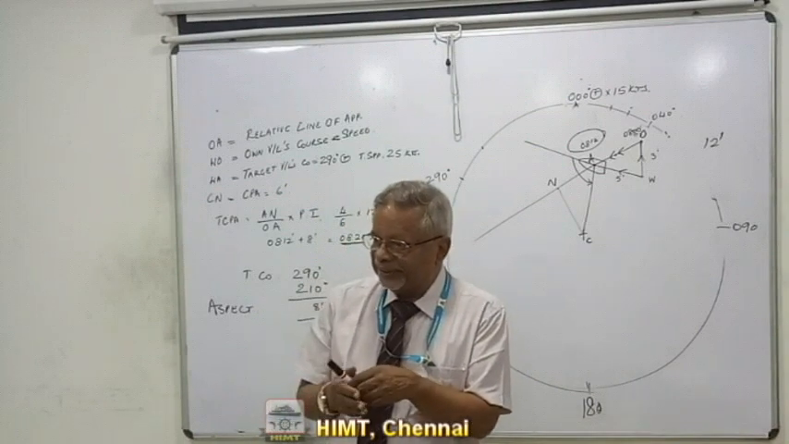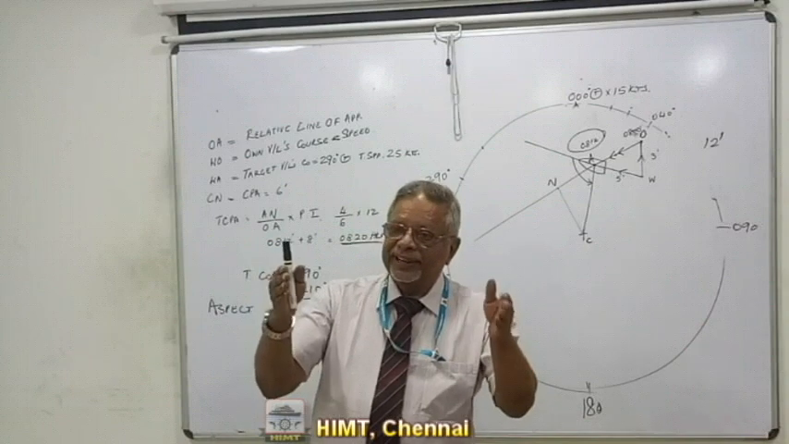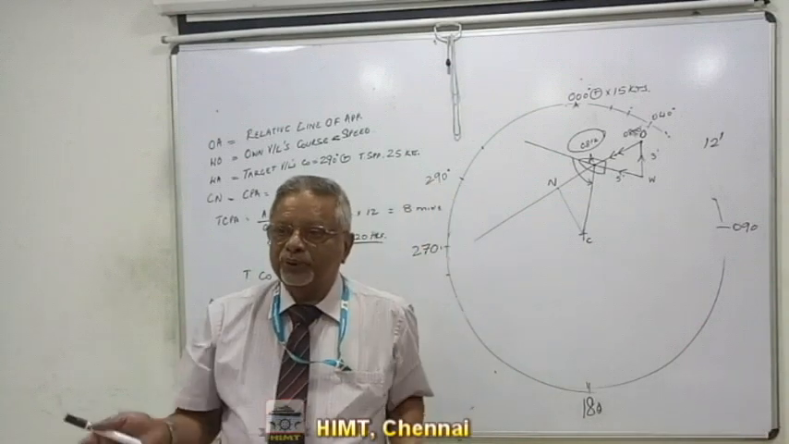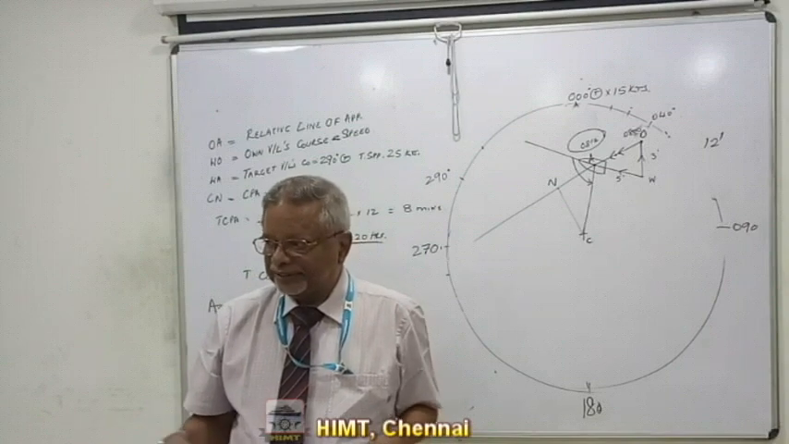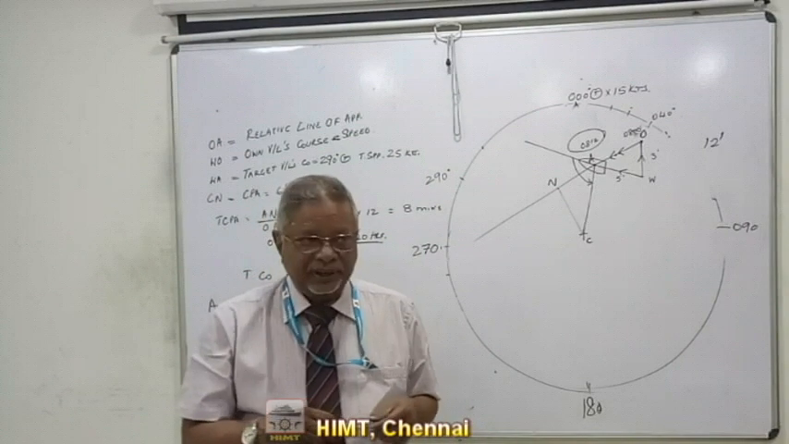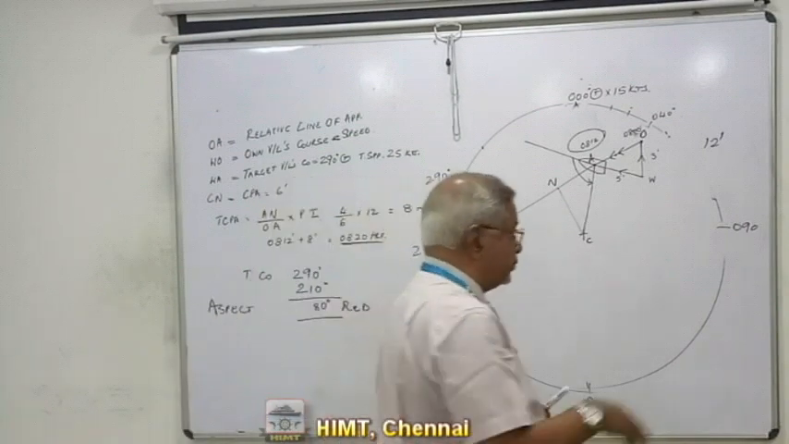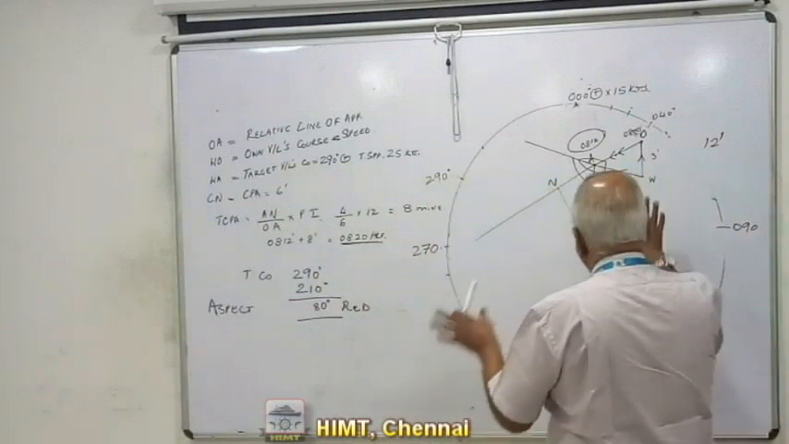Otherwise, it is always named red or green. And the aspect is always measured 0 to 180, red or green. So this is as far as your plotting is concerned.